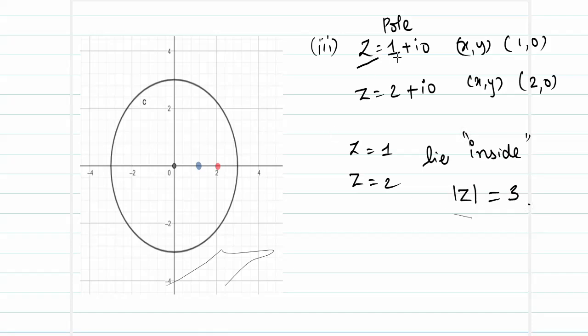So z equal to 1, this is 1, 0, my first pole. 2, 0 is the second pole. Both of them lie inside. So when they lie inside, what do I have to do? I'll have to apply the Cauchy integral formula to evaluate the integral.